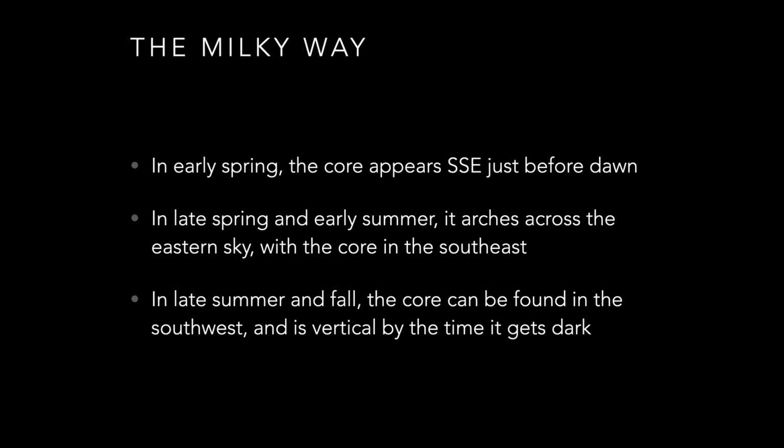Once you get to late summer and fall, where we are now, you can still photograph the core beautifully, but you won't be able to get that arch anymore. And it's going to be moving. You're going to see the core in the southwest, and it's going to look pretty vertical. By the time the sun goes down and twilight's over and you can really see the Milky Way, that's when you get those photos of the Milky Way core just kind of popping vertically out of the horizon.